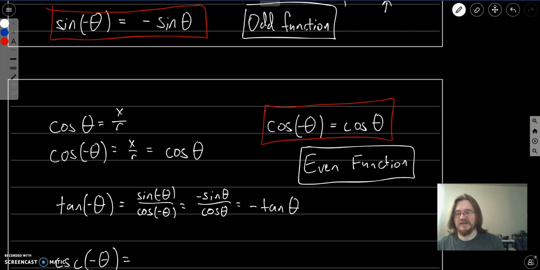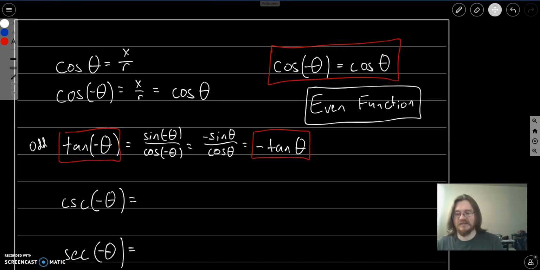So I can simplify that. Tangent of negative theta is the negative tangent of theta. So this is going to be an odd function as well. You plug in the negative sign, you can pull out the negative sign.